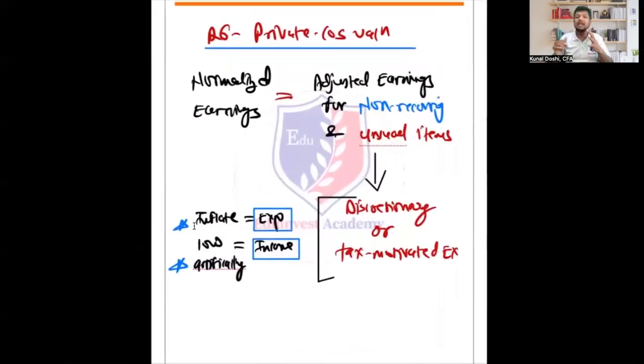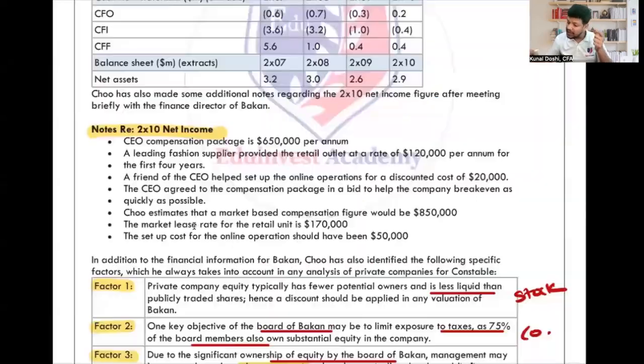So normalized earnings are adjustments for, if you see on the screen, non-recurring or unusual items. These are items which are discretionary and tax motivated. Why? Because in private companies there are many adjustments that you do. You raise the compensation, or you use your own premises, or all of these things you use to reduce your tax burden. Correct? So in private companies, normalized earnings means adjustment for these two types: discretionary and tax motivated. So we will check if there is any adjustment related to that.